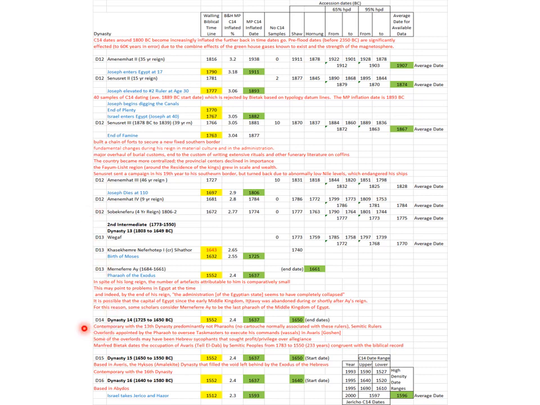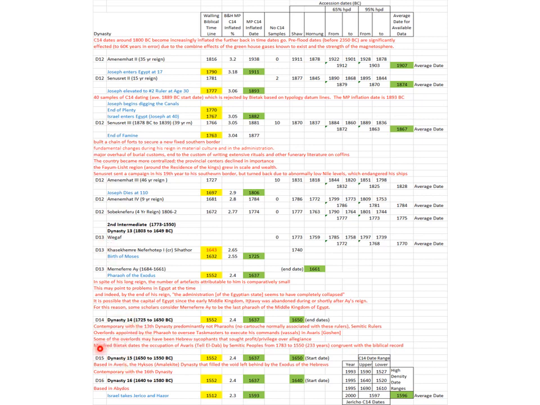And the 14th dynasty was contemporary with the 13th dynasty, predominantly not pharaohs. No cartouche normally associated with these rulers. They were Semitic rulers. They were overlords appointed by the pharaoh from the 13th dynasty to oversee taskmasters to execute his commands. Okay, these were vassals in Avaris in Goshen.